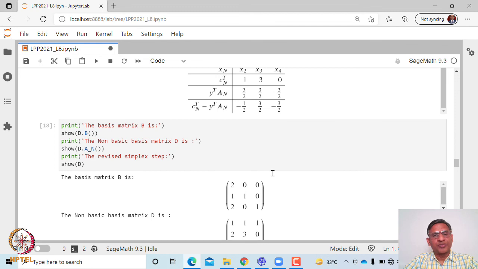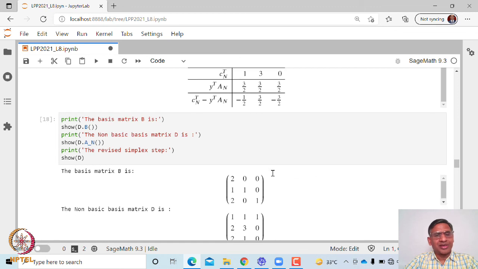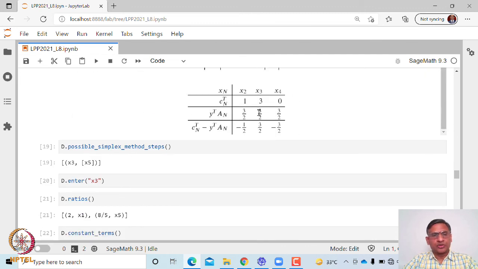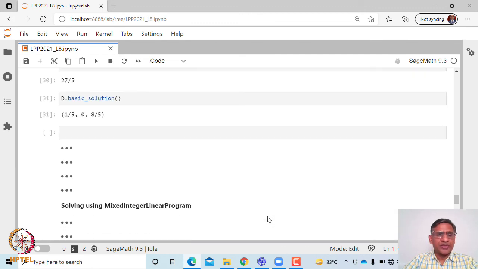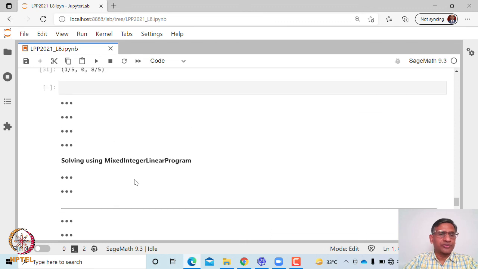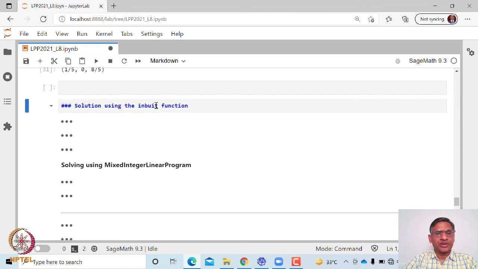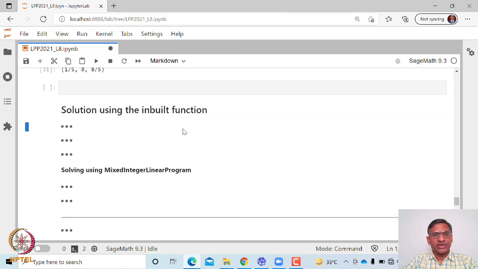Otherwise, you again find out what are the possible steps, give the entering variable, give the leaving variable, and then update the simplex table. Keep on doing this till all the reduced cost coefficients become negative in case of a maximization problem, because that is what Sage will consider. The standard problem that Sage considers for solving is maximization type, right? So let us look at how we can solve this problem using the inbuilt Sage function. So here we have done the step by step revised simplex method.